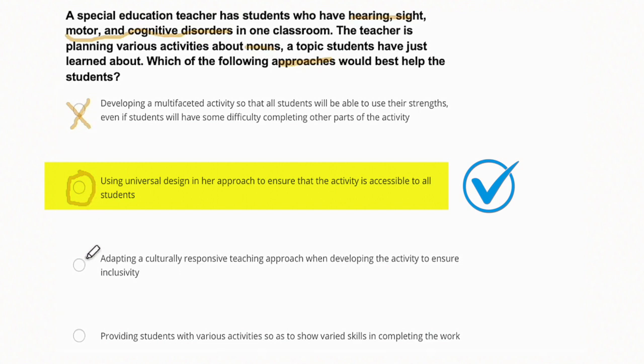Culturally responsive teaching is definitely an important aspect of instructional approaches, but it doesn't quite match what we're discussing in the question, as does the final one, providing students with various activities so as to show varied skills in completing the work. That also doesn't quite match what we're talking about when we're talking about universal design and ensuring that all students in that classroom with various learning disorders can still access the curriculum.